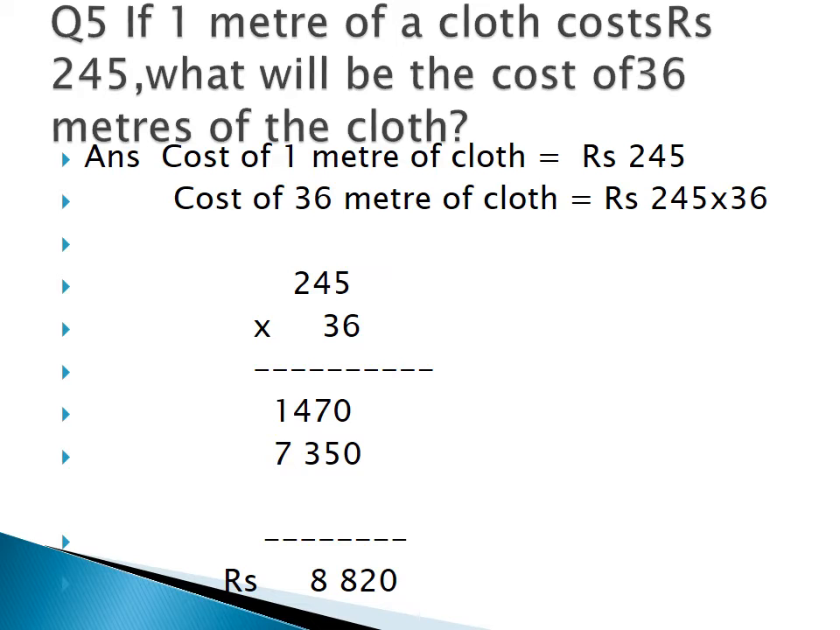Now put 0 or cross under the unit place number. Which one is the unit place number? 0 is the unit place number. Okay. Now start multiplying with the tens place number. Which one is the tens place number? 3 is the tens place number. Let's start. 3 5s are 15, carry 1. 3 4s are 12 plus 1, 13, carry 1. 3 2s are 6 plus 1, 7.